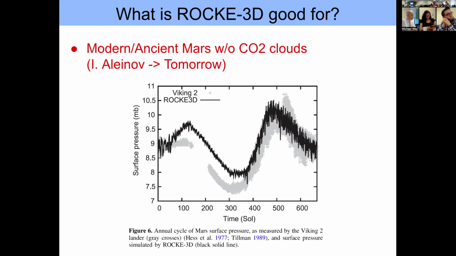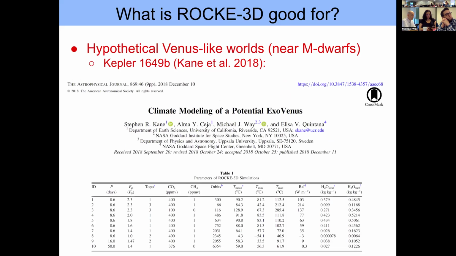We have a picture here of modern ancient Mars without CO2 clouds. Igor Aleinov will talk a bit about this particular version of the model tomorrow. Next is a hypothetical Venus-like world. So we do try to model exoplanets with this model. In this case, this is a planet in an orbit that gives its insolation close to that of modern-day Venus, but around an M-dwarf host star.